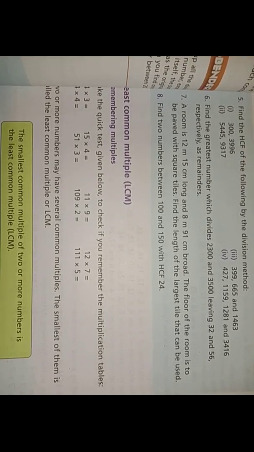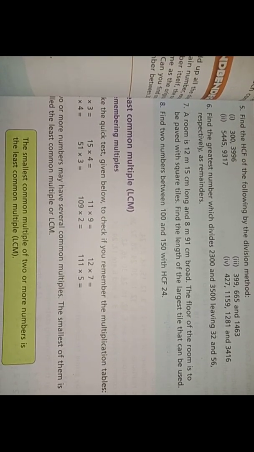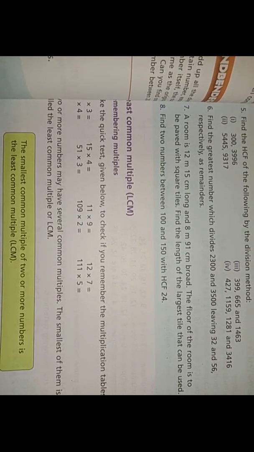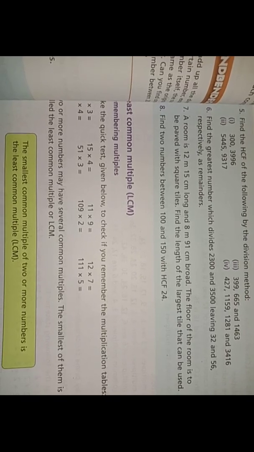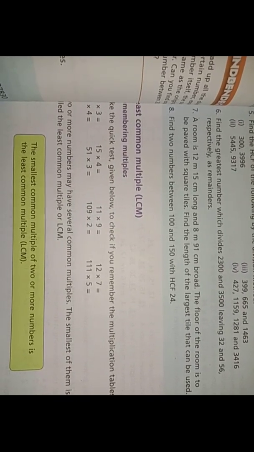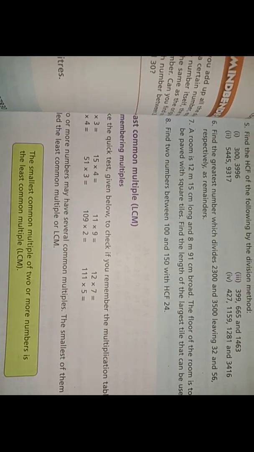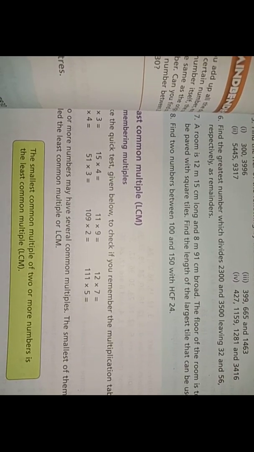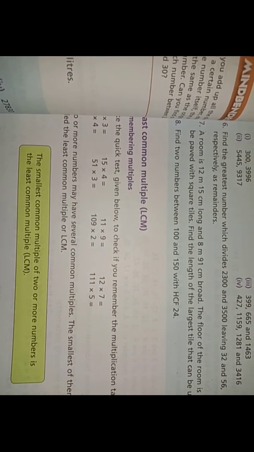As we have completed the first 5 questions of exercise 4A, page number 52, now we will move towards question number 6. We have to find the greatest number which divides 2300 and 3500, leaving 32 and 56 respectively as remainders. Respectively means the remainder from 2300 is 32 and the remainder from 3500 is 56. So what are the numbers actually?